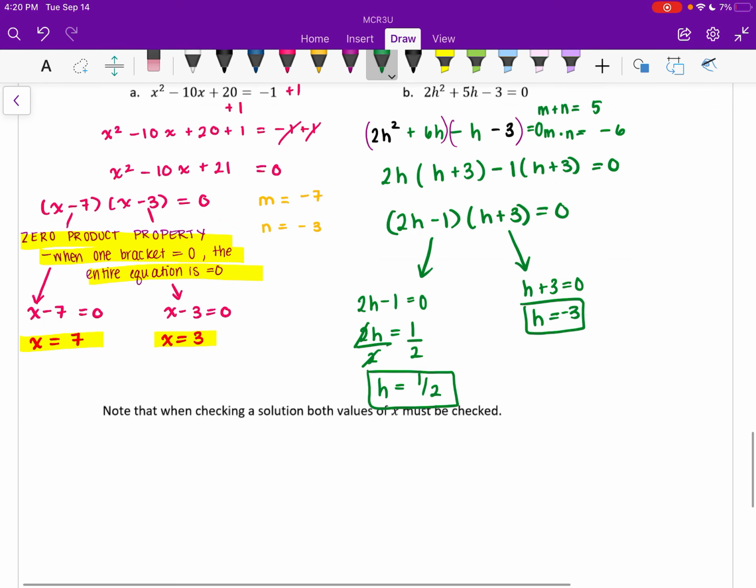Okay? So note that when you're checking solutions, you need to plug in both the 1 over 2 and the negative 3. And both of them will give you 0, but you do need to do that when I ask you to check a solution. We do left side, right side check.